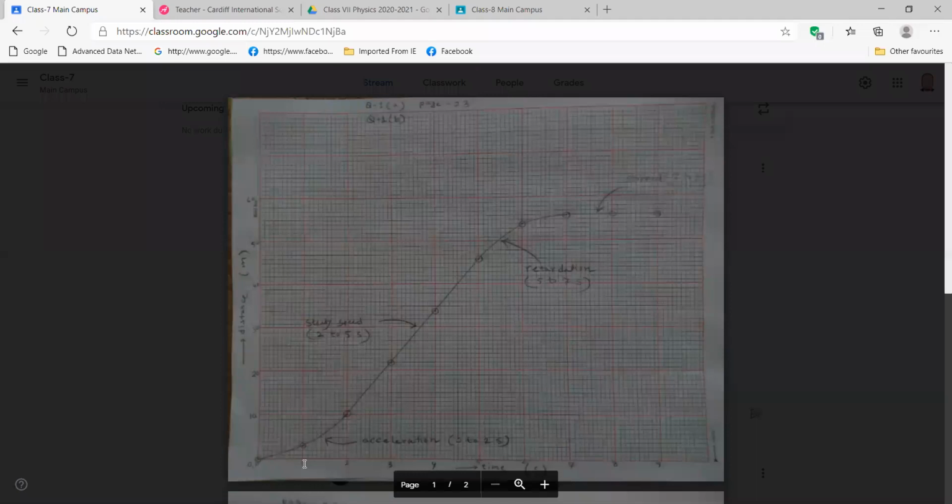You will lose marks. The blob should be very small. It should not be more than half of the small square.